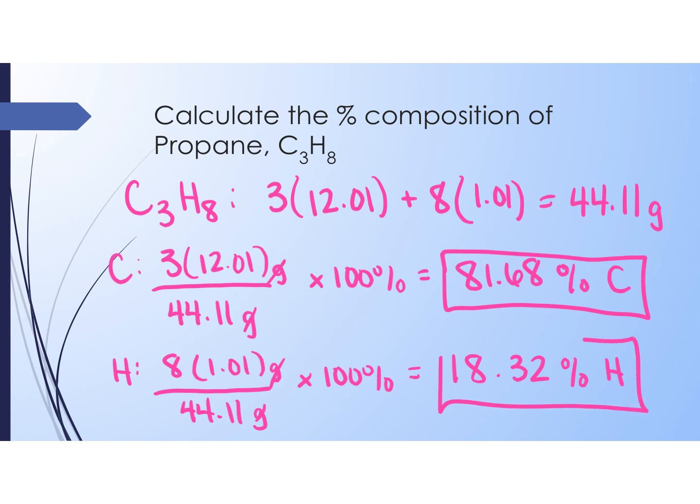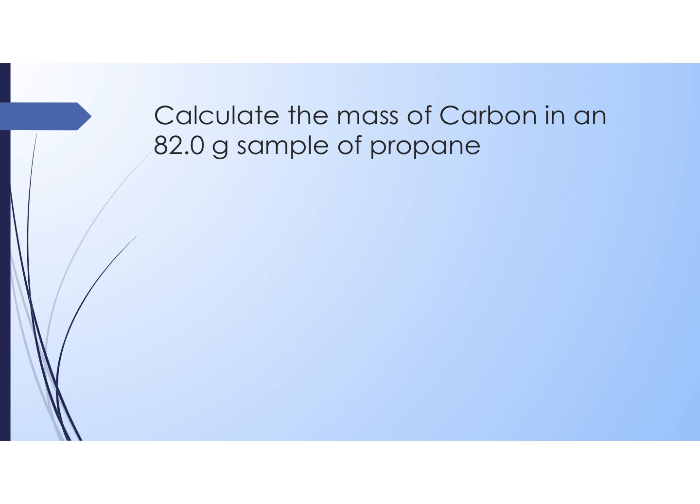Okay. And then what do you do to check your numbers? Add them. What do they need to add up to? Okay. Really, really close to 100. Okay. So now this question goes right along with the previous one. So now we're going to calculate the mass of carbon in an 82.0 gram sample of propane. Okay. So let's say we have 82 grams of propane. Well, how many grams of that is carbon?